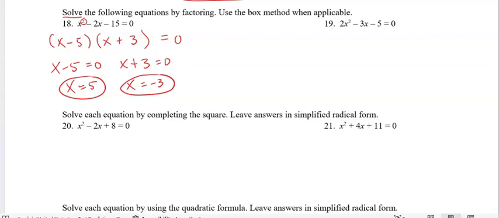All right, and then number 19, since the number in front of x squared is bigger than 1, we're going to do the box method. So you'll be told to use the box method when applicable. Well, here's when it's applicable, when the number in front of x squared is greater than 1. So those two multiplied together would be negative 10x squared. And I need the factors of negative 10x squared that add up to negative 3x. And that would be negative 5x and positive 2x.